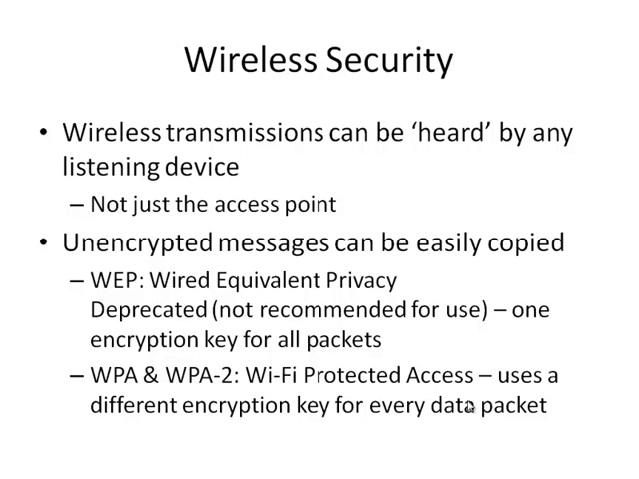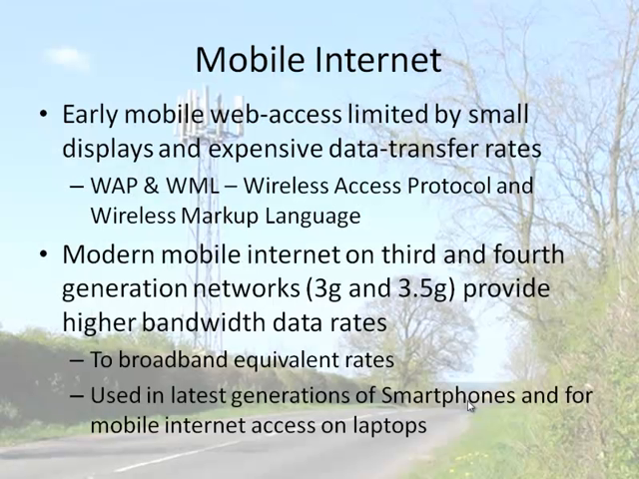The first common encryption system used for wireless access was WEP, Wired Equivalent Privacy. This is deprecated, that means it's not recommended for use, because it uses one encryption key for all the packets in a message, and so it can be hacked relatively easily. WPA and WPA2, or Wi-Fi Protected Access, uses a different encryption key for every data packet and is a much stronger form of encryption.